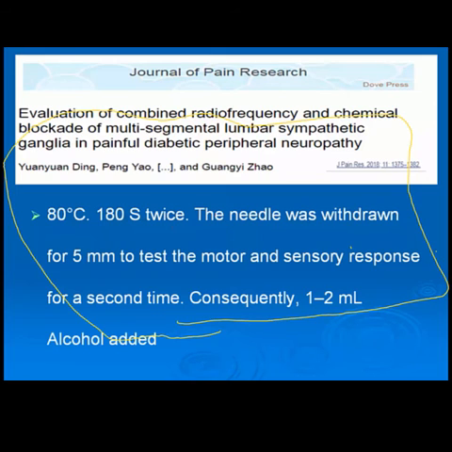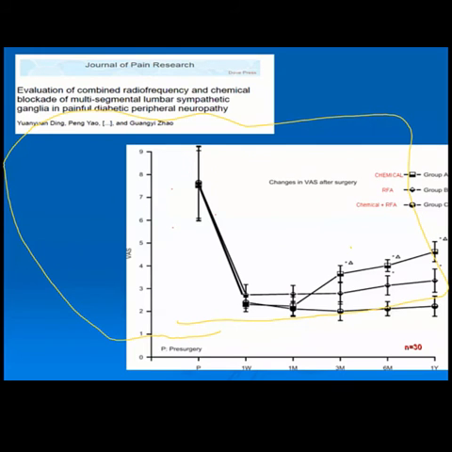This is another study, also from 2008. They said that they combined the use of radiofrequency together with 1 to 2 ml of alcohol. They didn't use phenol in this study, and this is the Journal of Pain Research, evaluation of combined radiofrequency and chemical blockade of multisegmental lumbar sympathetic ganglion in painful diabetic peripheral neuropathy. So in diabetic peripheral neuropathy, we get a good outcome also.